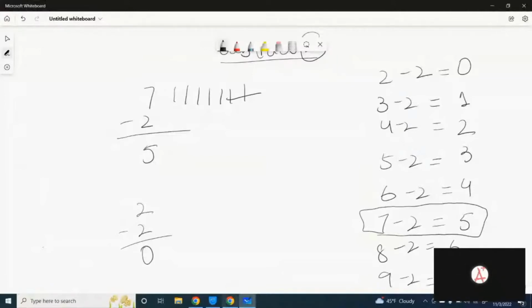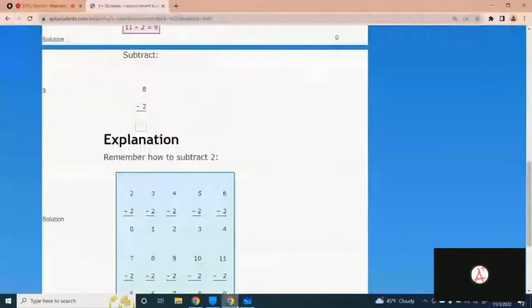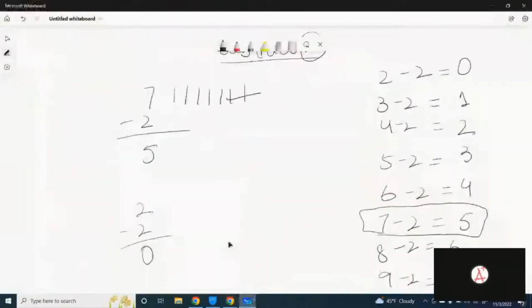Okay, the next one is 8 subtract 2. So 8 subtract 2 is 6. Got it? So that means you can see here 8 take away 2 is 6. Got it?